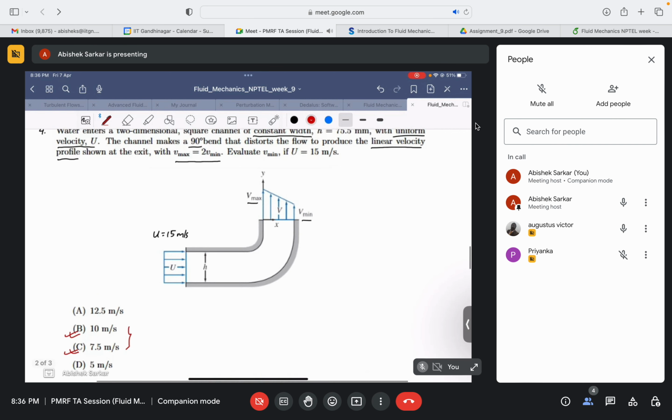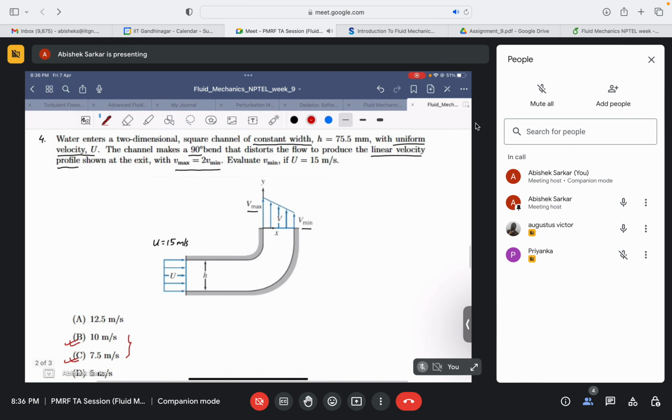Yes, sir. I made a simple approach only. I equated Q in to Q out. I don't know whether it is correct or not. Q in equals Q out. So V minimum into 4H is equal to V max into 4H.